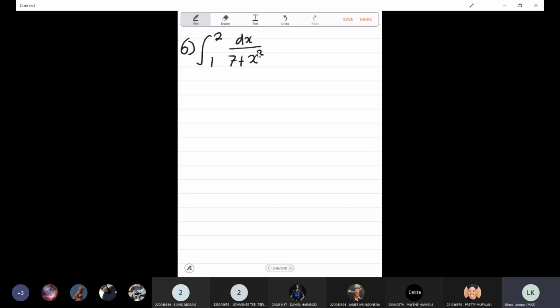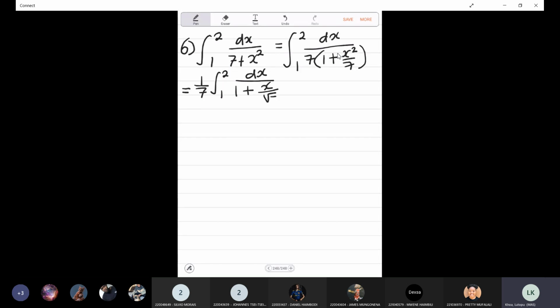We factorize it out. So this is the integral from 1 to 2. We have dx, factor out the 7, 1 plus x squared over 7. Okay, and then the 1 over 7 can come out, and then this 7 must be included in the square. So we have 1 over 7, the integral 1 to 2, we have dx in the numerator, and then in the denominator we have 1 plus x over the square root of 7 squared.